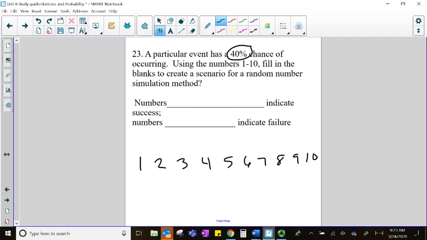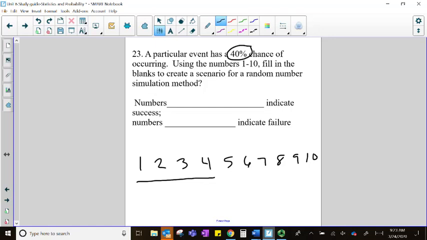40% chance of success. Because there are 10 numbers, it would be very easy to just say 4 out of the 10 can be successful. However, it doesn't have to be these 4. You just have to give me 4 out of the 10 because 4 of 10 is 40%. So if there were 20 numbers, then you have to find 40% of 20, which means you would have to choose 8 of those 20 numbers.